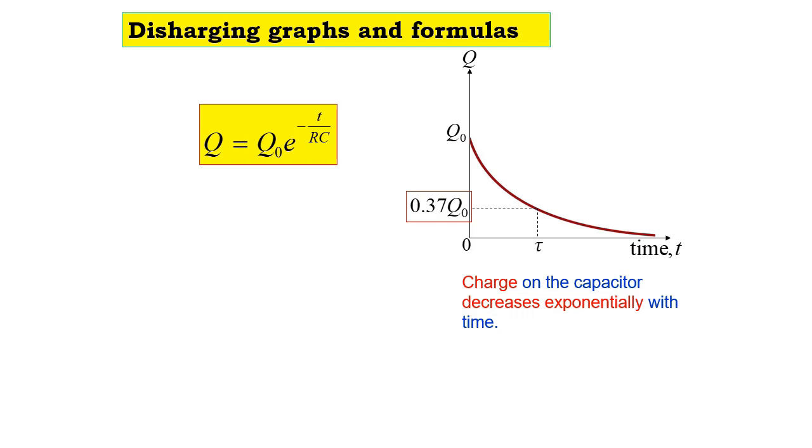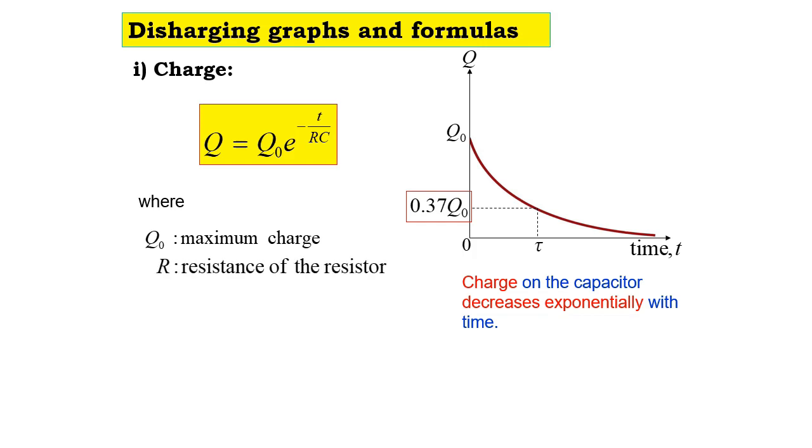This is the discharging graph. You can see the graph of Q against time, where the charge on the capacitor decreases exponentially with time. The formula for discharging charge is Q equals Q naught e to the negative T over RC. Q naught is the maximum charge, R is the resistance of the resistor, and C is the capacitance of the capacitor.